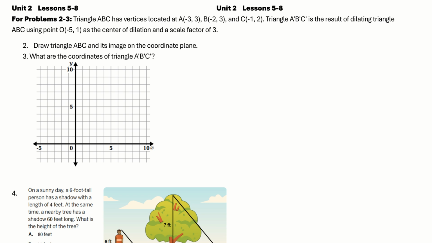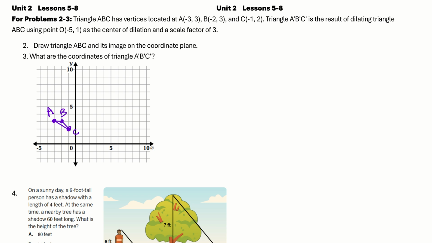So if I go to draw ABC, 1, 2, -1, 2, 3, +1, 2, 3 gets me right here. A. -2, 3, B. -1, 2. Oh, I should have put my B somewhere else. C. Here, let me fix that. That didn't look very good. Hold on. Let me fix that because my B is kind of in the way. All right. So -3, 3. -2, 3. I'll put B up here. And then -1, 2. There we go.